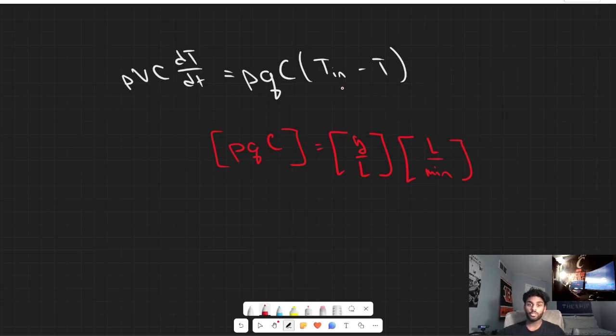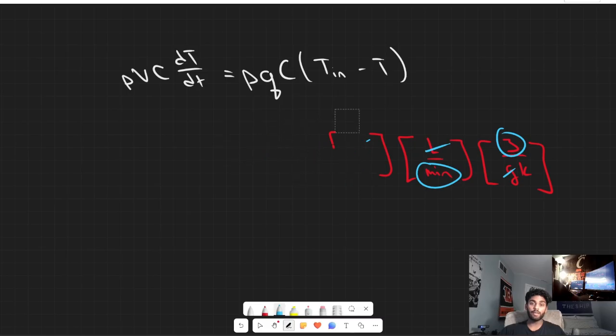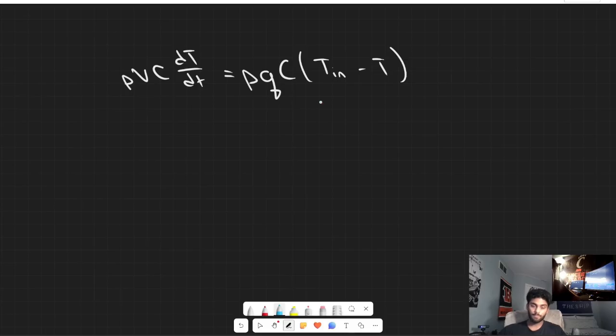We want to analyze our change in temperature with respect to time, and our time in this case will be minutes. And we have C, which is joules per gram Kelvin. So grams cancel out, liters cancel out, and kelvins will cancel out once you multiply it with temperature. So what we're left with is joules per minute. That's the analysis here. That's our change in energy, our energy balance. So that's going to be in terms of joules.